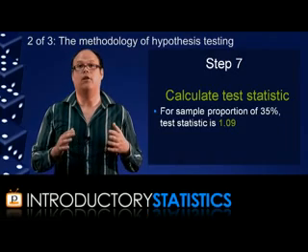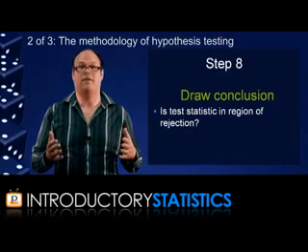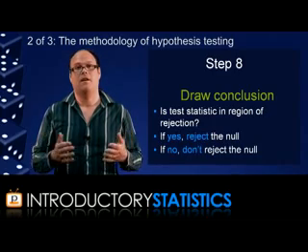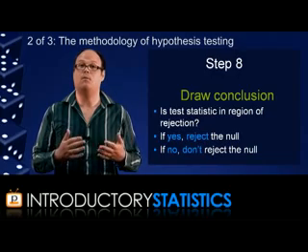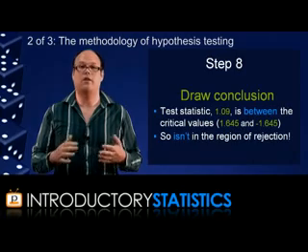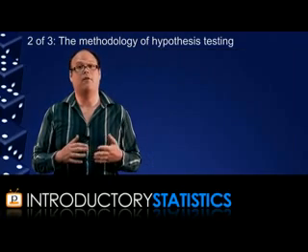Finally, you draw a conclusion. If the test statistic is in the region of rejection, you reject the null hypothesis. Otherwise, you do not reject the null hypothesis. In the basketball study, the test statistic was 1.09, and that's between the two critical values, so we don't reject the null hypothesis.